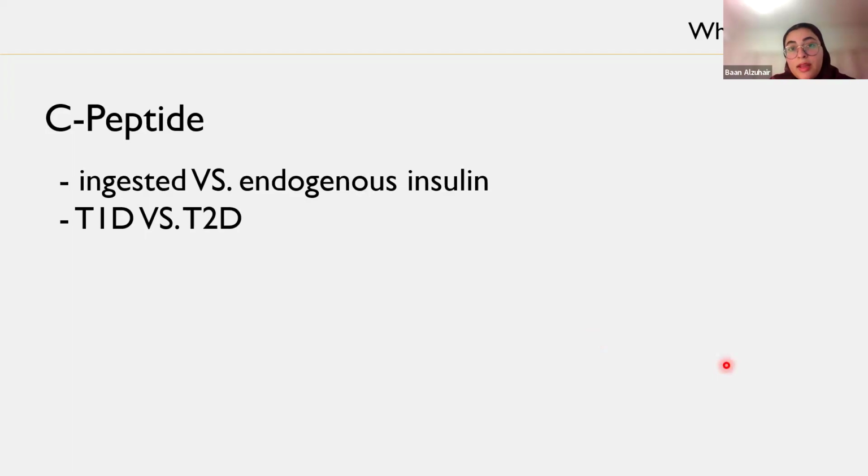So in type 2 diabetes, C-peptide would be higher than normal because your body is making it. You're fine, and your pancreas is fine. The rest of your body is not responding. And in type 1 diabetes, you would see no C-peptide because the problem is with the producer of insulin, which is the beta cells.